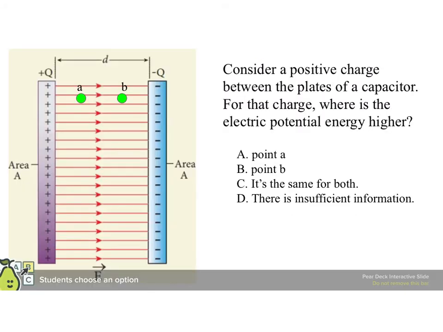All right, so consider the system shown here on the left, and consider a positive charge which is between the parallel plates of this capacitor. For that charge, for a positive charge, where is the electric potential energy higher? Is it higher at A? Is it higher at B? Is it the same, or is there insufficient information?